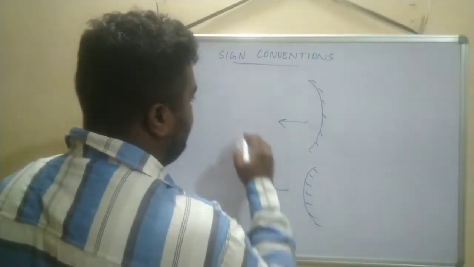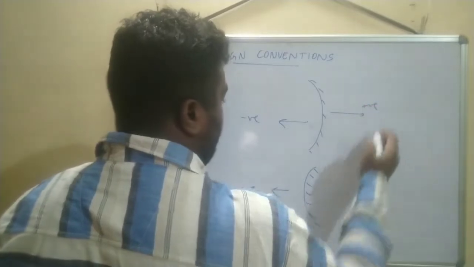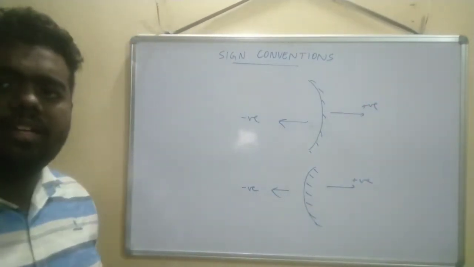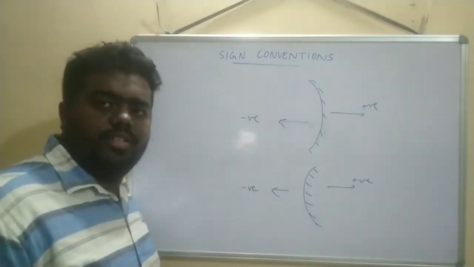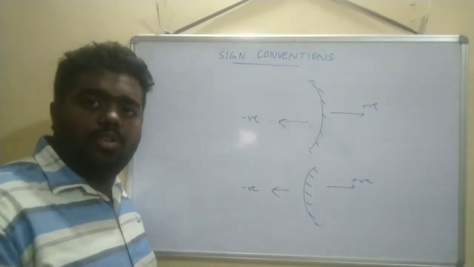This side negative, this side will be positive, okay, fine. Either image distance or object distance, U or V, okay. You will understand it better when we solve numericals also.